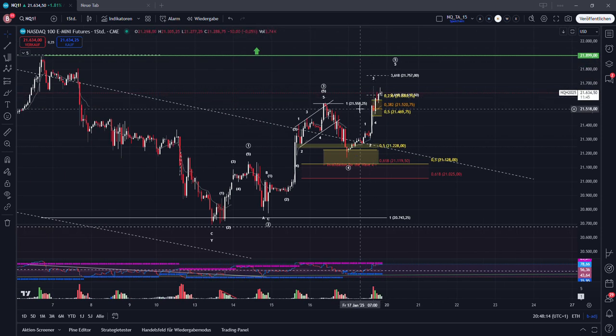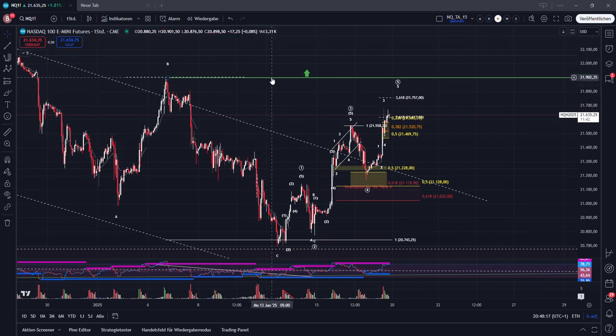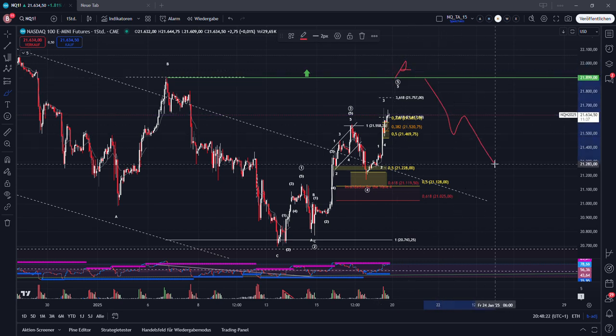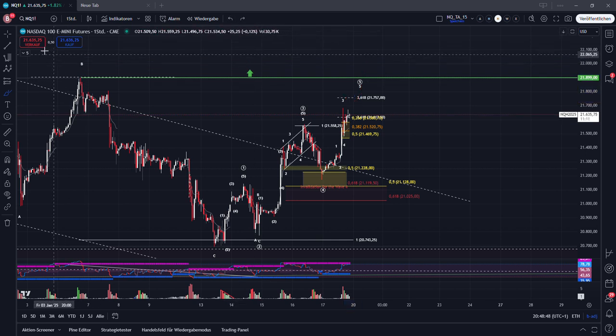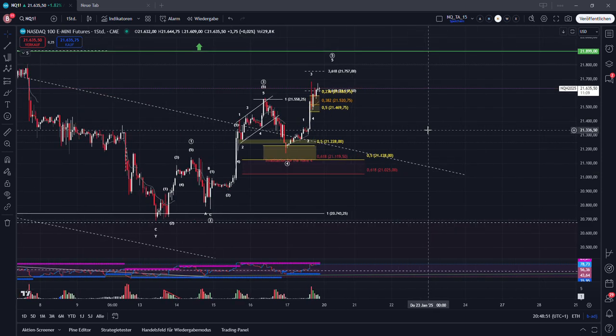But I still want to see a break above that swing high. I don't know if we do it in this A wave or we have a correction first and then go higher. But the 5th wave here can also still extend. It's not determined at the moment where this move comes to an end. The next target area is the 3618 extension at 21,757, but it's just a fib extension level. It doesn't tell the price to stop here. It can still move higher here, and I think everything at the moment looks very good, very promising.